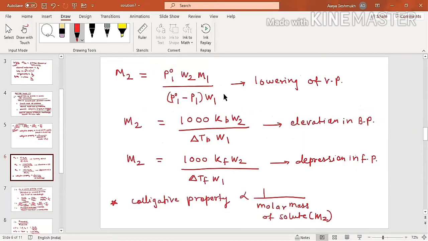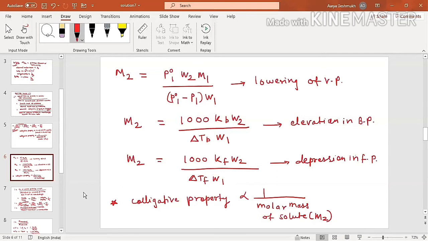These are the equations which we have used for solving the problems also. This is lowering in vapor pressure, this equation we have used. This is for the elevation in boiling point, this also we know. This is for the depression in freezing point, this also we know. We have studied this thing. The same thing I put: colligative property is inversely proportional to the molar mass of solute. So these are the things for the non-electrolyte one.